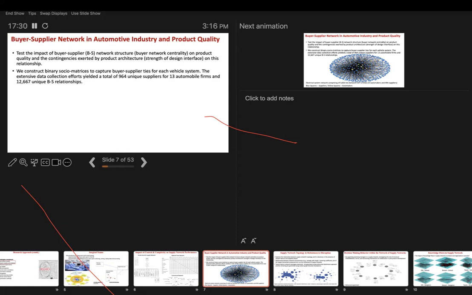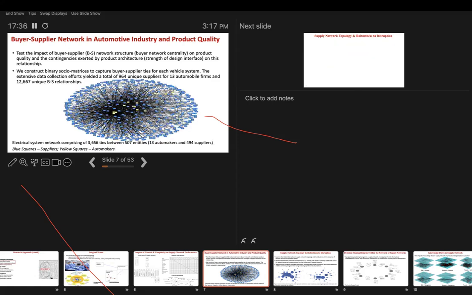So there we looked at 13 automotive firms, their suppliers, and the buyer-supplier relationships that were created with that. And the example here, as an example, this is just an electrical system with 13 suppliers and 13 buyers and all the suppliers. So we examined this as one example but then there will be another one for the braking system and then other systems. So this was another study that we conducted in the automotive industry. The previous two slides, this slide and the previous one, relate to that automotive context. Questions on this one?